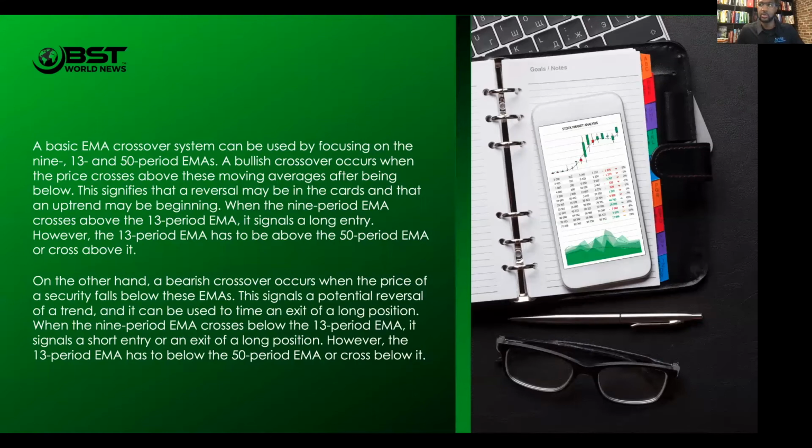So the most important part of this paragraph here, to me, is when the price of the security falls below these EMAs. So when you see the price go below a moving average, that could be used as a signal for you to exit a long position. All right, and we'll get into that strategy here in the future.